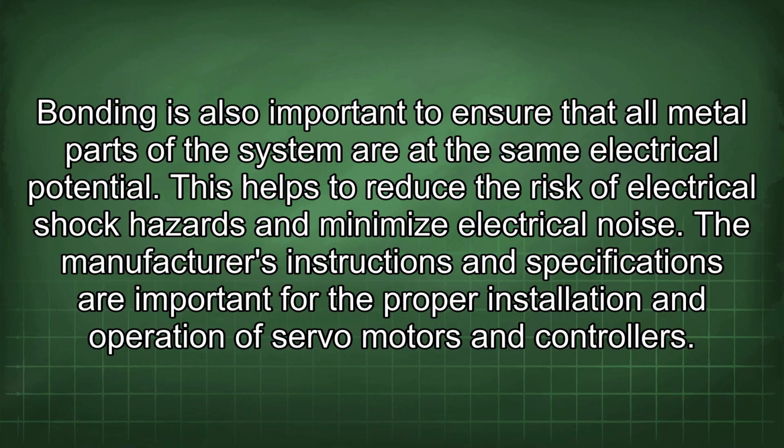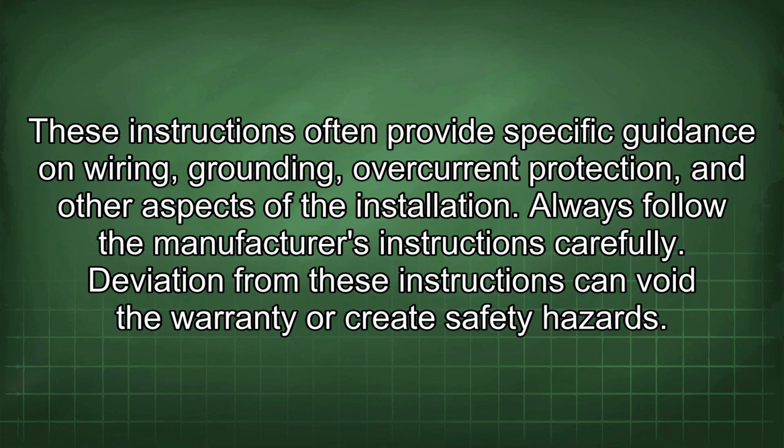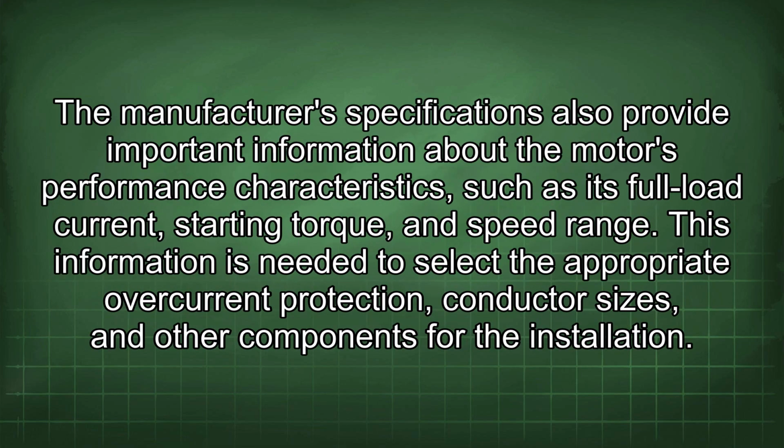The manufacturer's instructions and specifications are important for the proper installation and operation of servo motors and controllers. These instructions often provide specific guidance on wiring, grounding, overcurrent protection, and other aspects of the installation. Always follow the manufacturer's instructions carefully. Deviation from these instructions can void the warranty or create safety hazards. The manufacturer's specifications also provide important information about the motor's performance characteristics such as its full load current, starting torque, and speed range. This information is needed to select the appropriate overcurrent protection, conductor sizes, and other components for the installation.